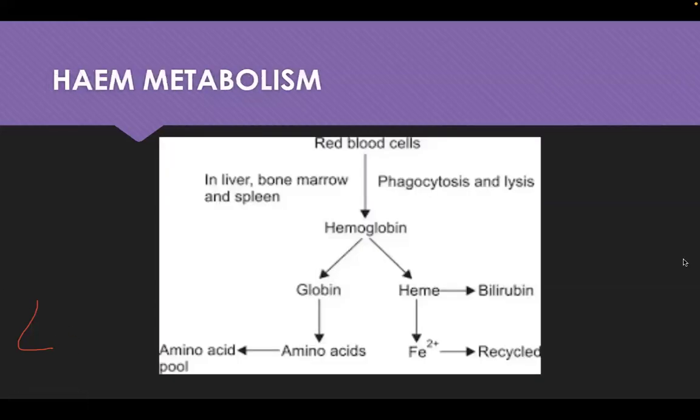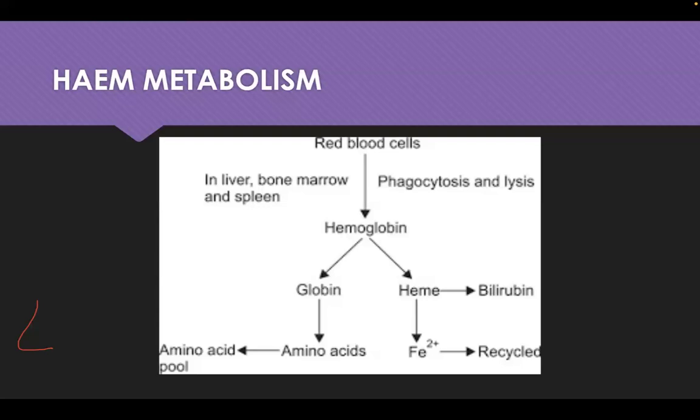So, how is it metabolized? The lifespan of a red blood cell is approximately 120 days. And what happens is, once it's reached those 120 days, they are recognized and removed by macrophages in the spleen. And during this process, the globin proteins are degraded, the iron is released, and it's recycled for future blood cell production. And the heme component is converted to bilirubin, as you can see on this graph here.